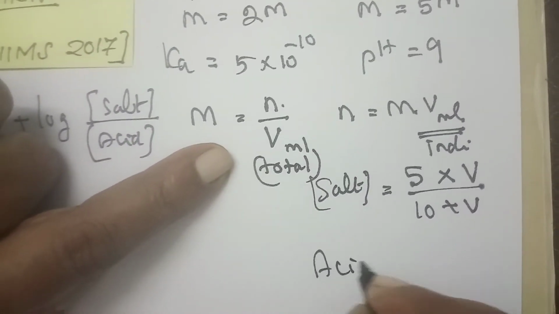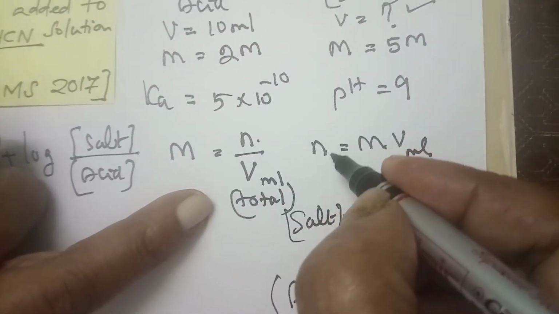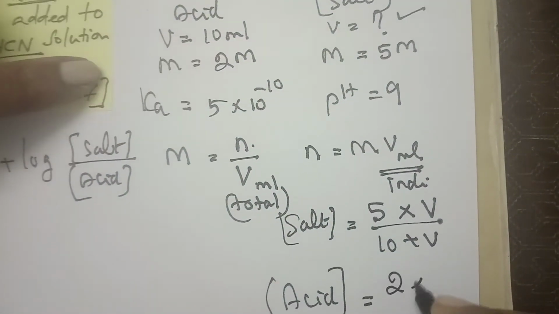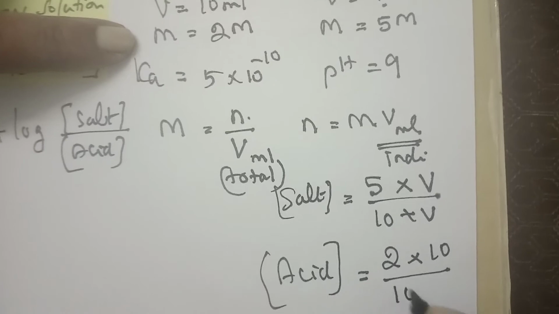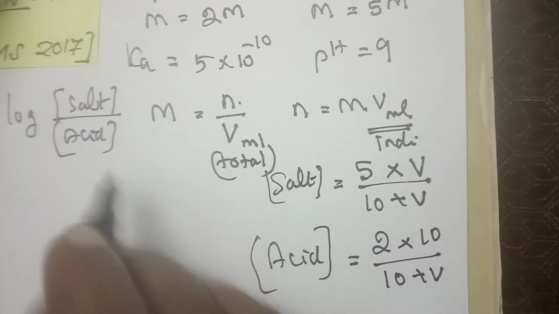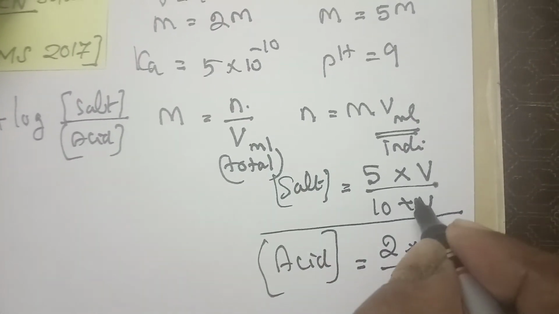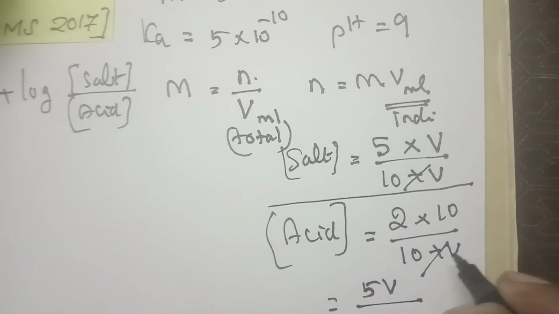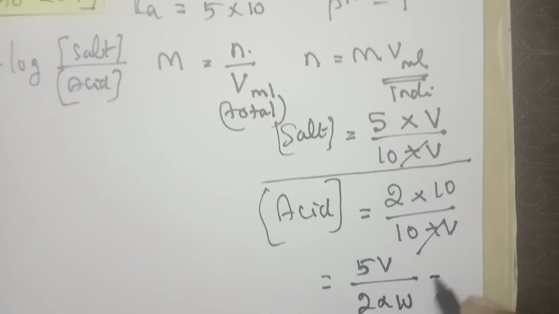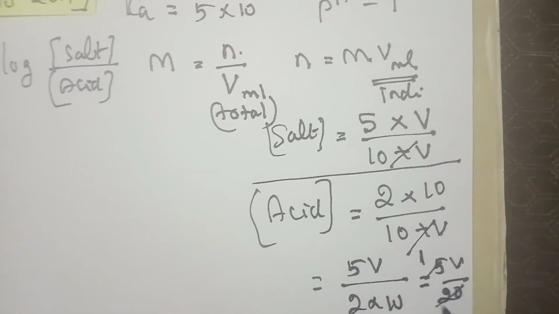Next I am writing the concentration of the acid. For the acid, concentration is equal to N by V, that is M into V. The molarity is 2 into its volume 10, divided by the total volume 10 plus V. Now we want the ratio of salt divided by acid. Both denominators get cancelled, and we get 5V by 2 into 10, that is 5V by 20, which on cancelling gives V by 4.